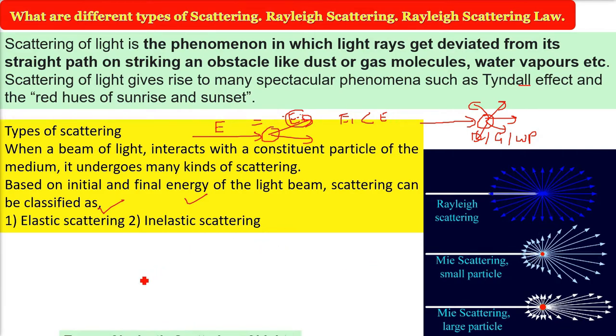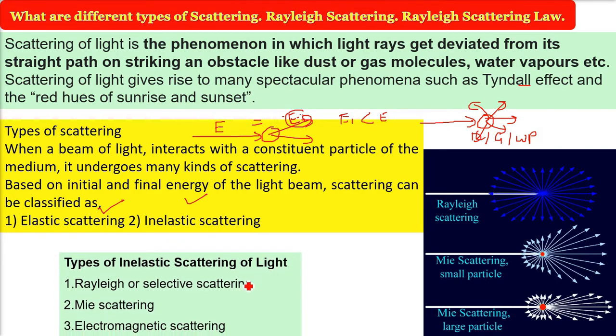So here you see different kinds of scattering. The main types are Rayleigh, Mie and electromagnetic scattering. There are others also like Raman and so on, but these are the main ones. The Rayleigh is also called selective scattering.